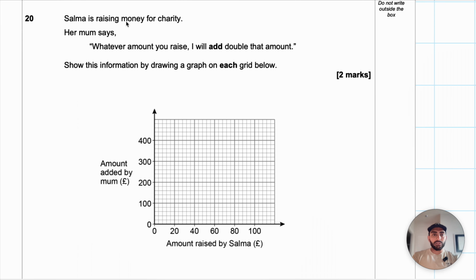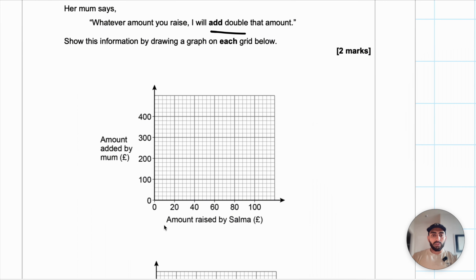Question 20, Salma is raising money for charity. Her mum says, whatever amount you raise, I will add double that amount. Show this information by drawing a graph on each grid below. So on the x-axis, we've got amount raised by Salma. So let's say she raised £100. How much would her mum give her? She says she would add double that amount. So if Salma raises 100, her mum will add £200.